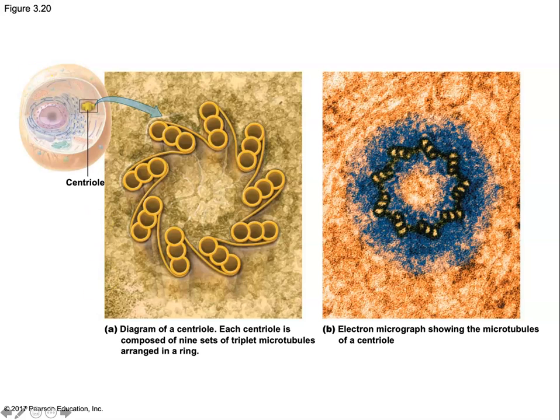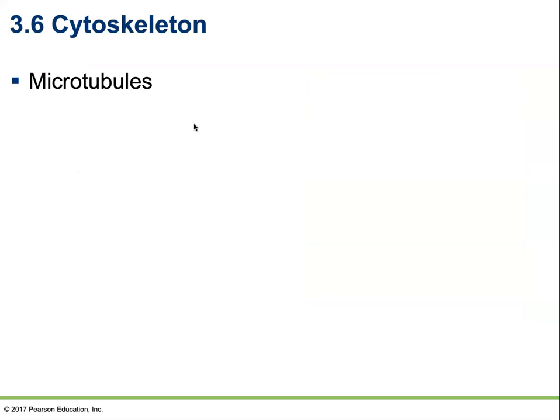So here's just an example of some of these. Here's our centriole. It's going to be made up of 9 sets of triplet microtubules. So here's the microtubule, microtubule, microtubule. We have 9 total sets of these triplets of this organizing center known as the centriole. And we're going to spend more time on the centrioles a little bit later on once we start discussing cellular replication.